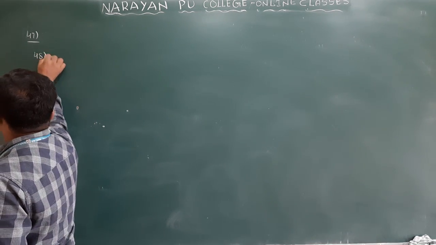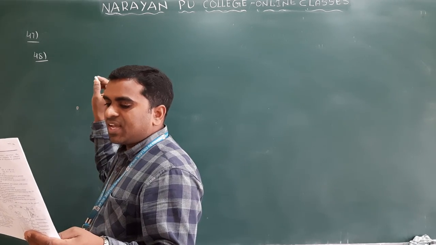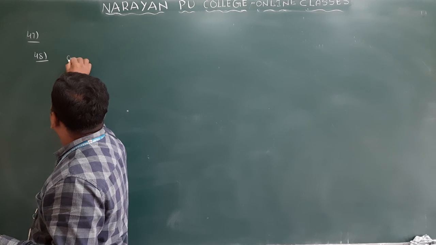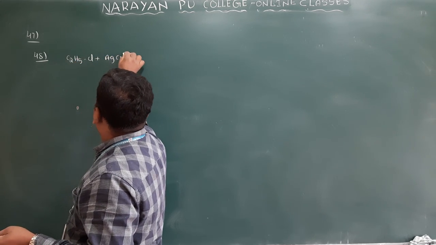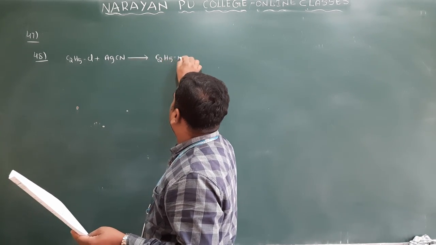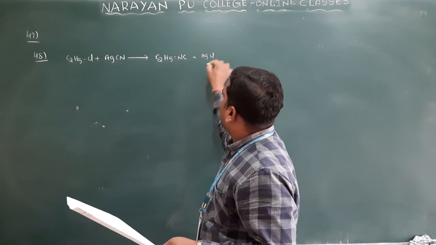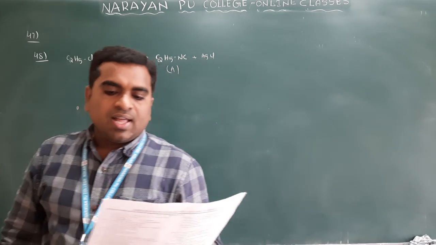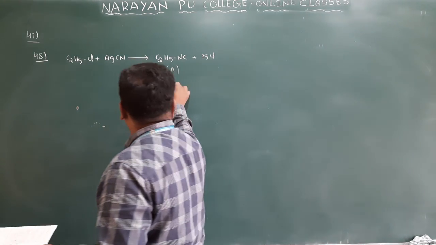Question 48. Ethyl chloride on heating with AgCN forms compound A. You know, ethyl chloride C2H5Cl treated with KCN gives cyanide, but with AgCN it gives isocyanide, C2H5NC, plus AgCl. And this is A. But they are not asking what A is. They are asking for the functional isomer of A.